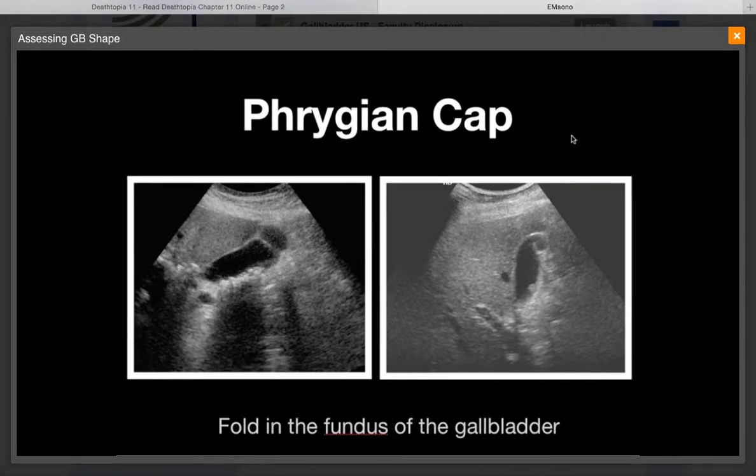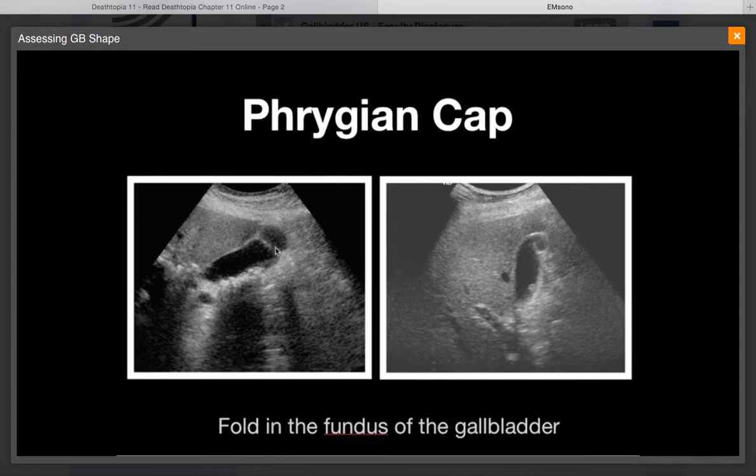When the gallbladder fundus folds on itself, it is referred to as a phrygian cap. Here you can see a sagittal view of the gallbladder, and you can see that there's a fold up by the fundus here, and here you can see the body heading down towards the neck on this sagittal view.